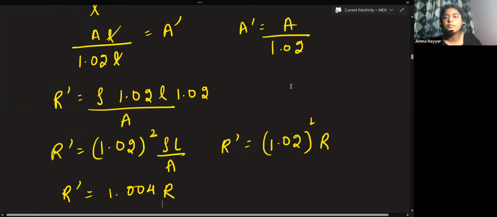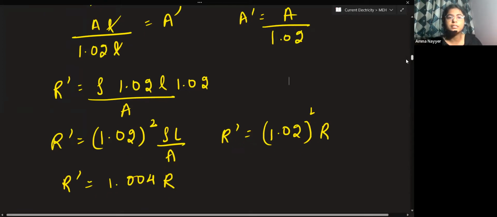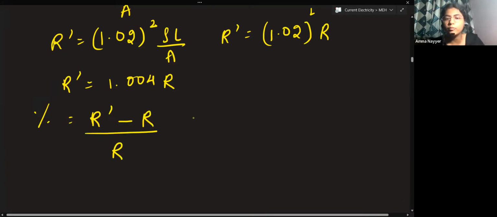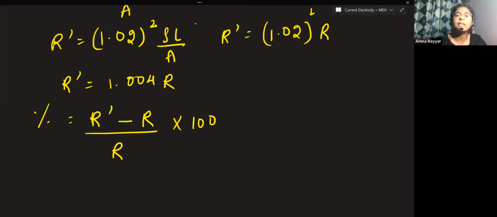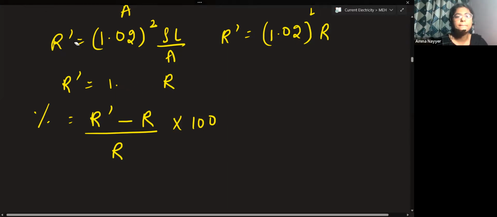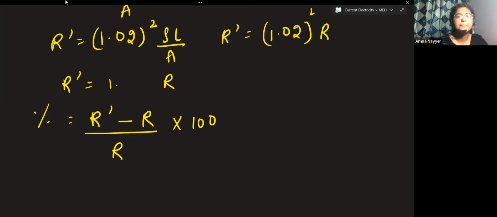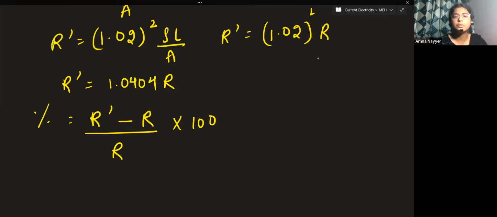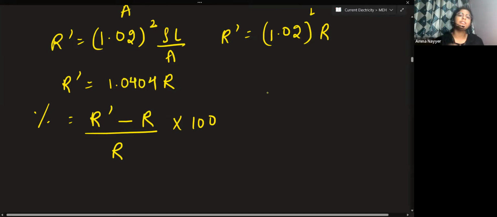Now see, for calculation of percentage change, the percentage is calculated how? Final quantity minus initial quantity divided by the initial quantity multiplied by 100, obviously. That's how we have been calculating the percentage change. 1.0404. Okay, thank you. So we have the final resistance also.